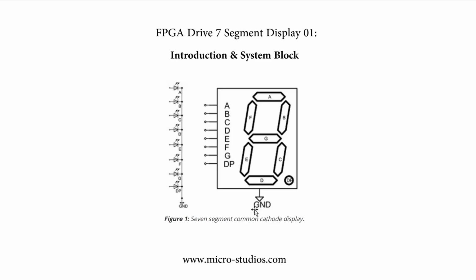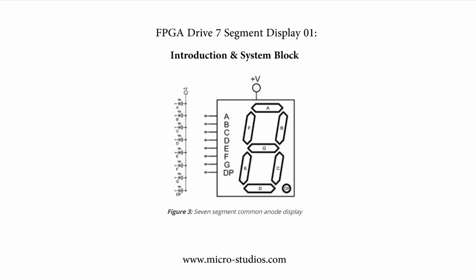Another type is like this. It shares the voltage, high level. We need to add the low level. We need to give the low level voltage for each LED to turn on the LED. So we will see there are 8 pins here. To control 1 segment display, we need 8 GPIO.